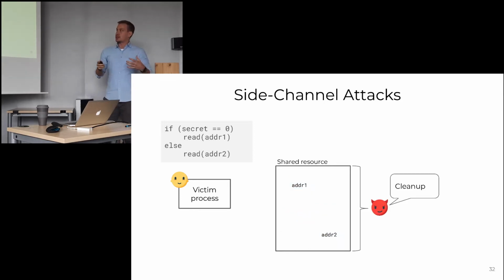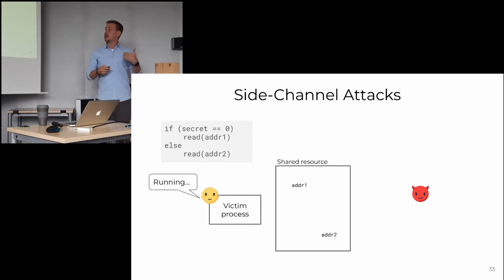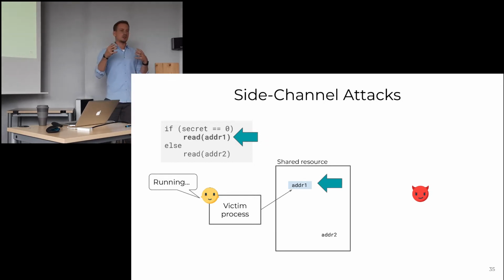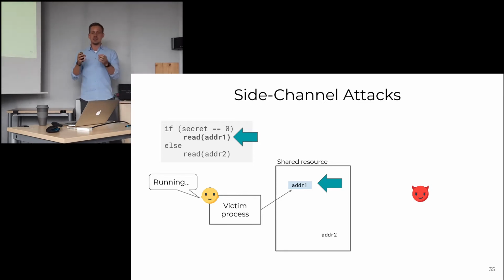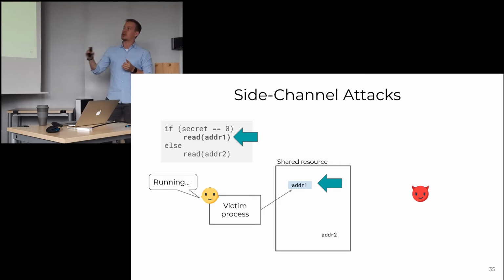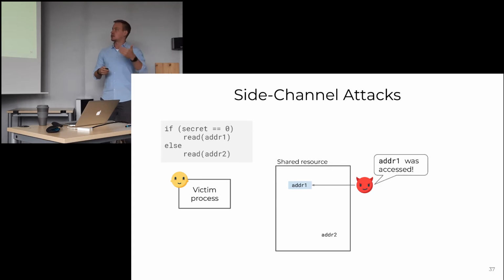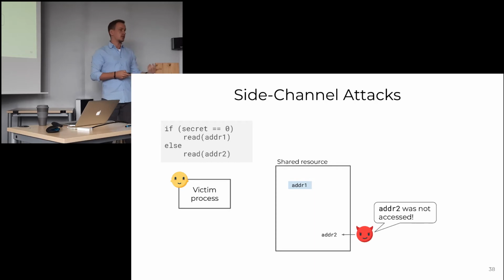So the first stage of this attack would be for the attacker to make the state of the shared resource uniform. So we are kind of cleaning up the state. Then the attacker lets the victim run. Let's say the secret is 0 in this example. Then the victim is reading address 1. And the traces of this address are temporarily stored in the shared resource. So we have a change of state in address 1, but not in address 2. Then the victim finishes running, and the attacker scans through the resource and sees that address 1 was accessed, but not the second address.